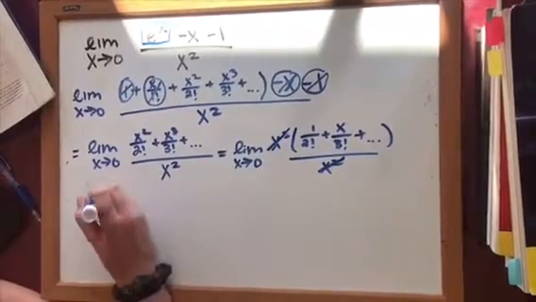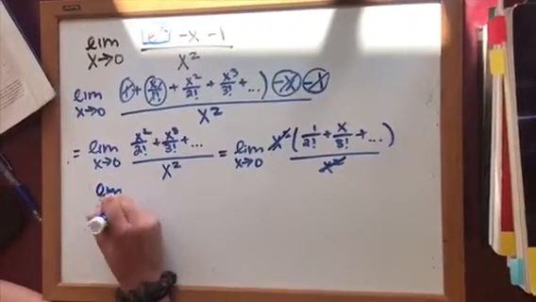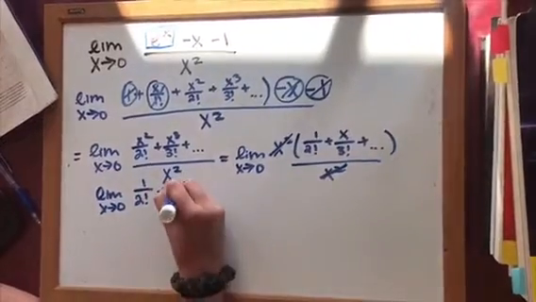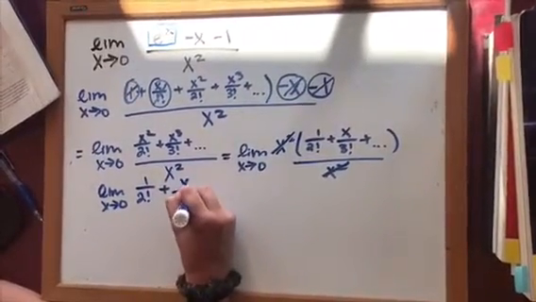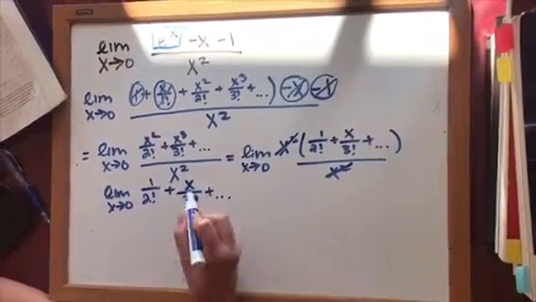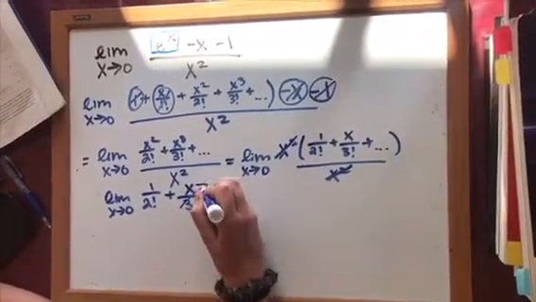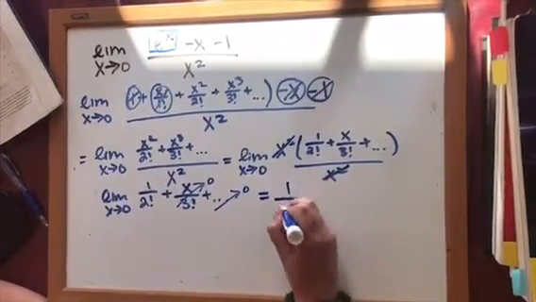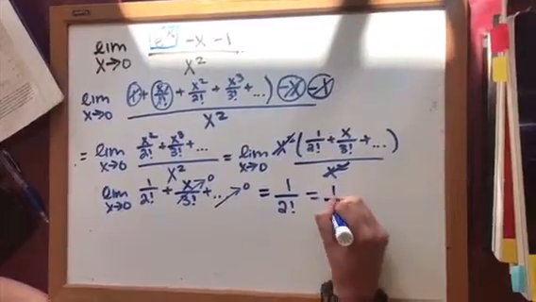So now we simply have the limit as x approaches 0 of 1 over 2 factorial plus x over 3 factorial plus ... Now all of these terms will have an x in them, so all of these terms are going to 0. So all that we're left with is 1 over 2 factorial, which is just the same as 1/2.